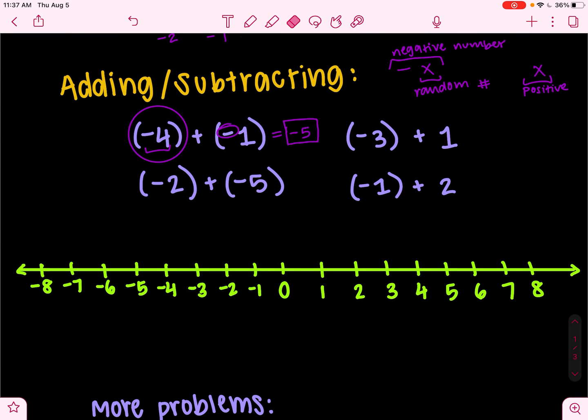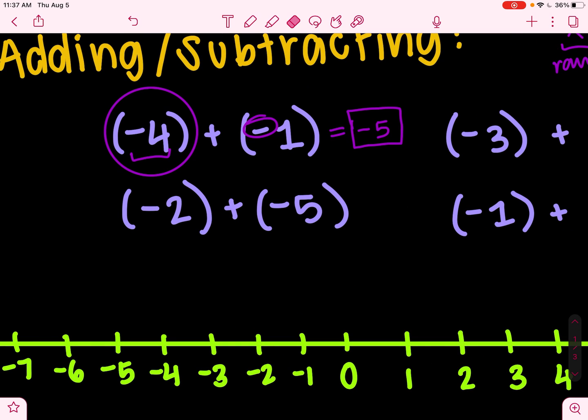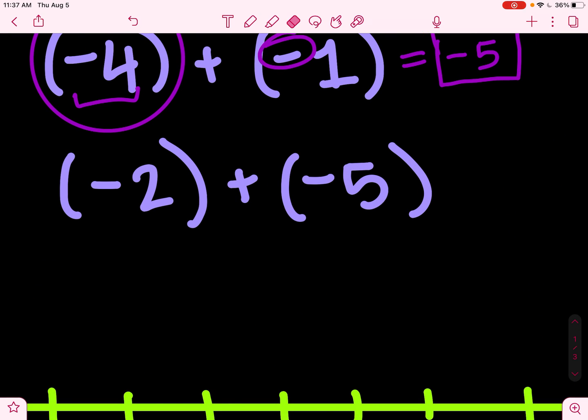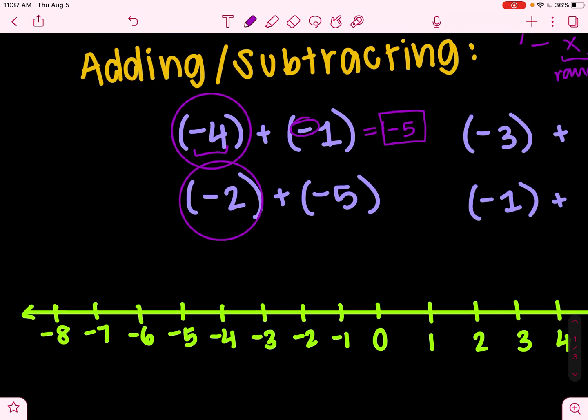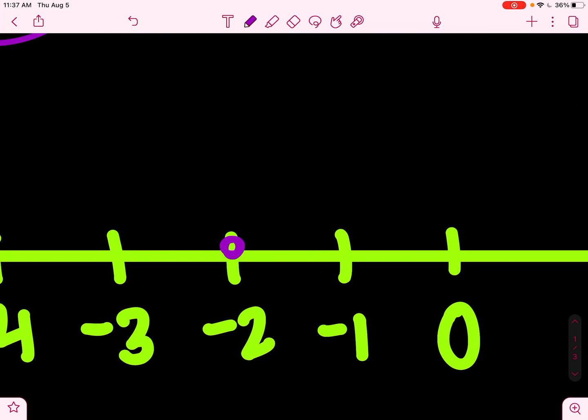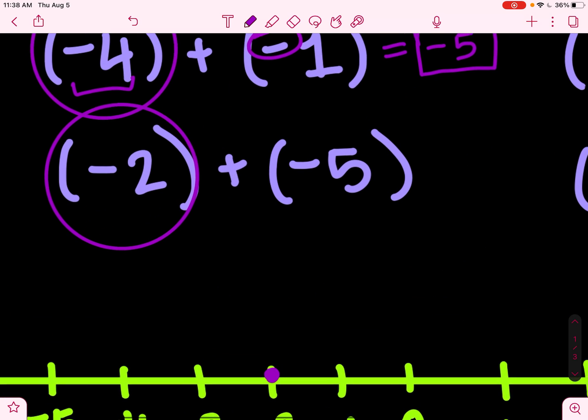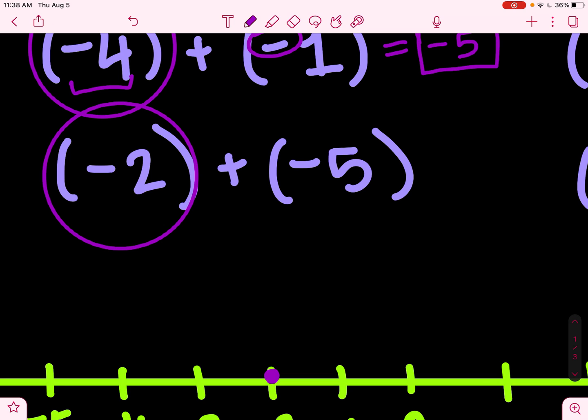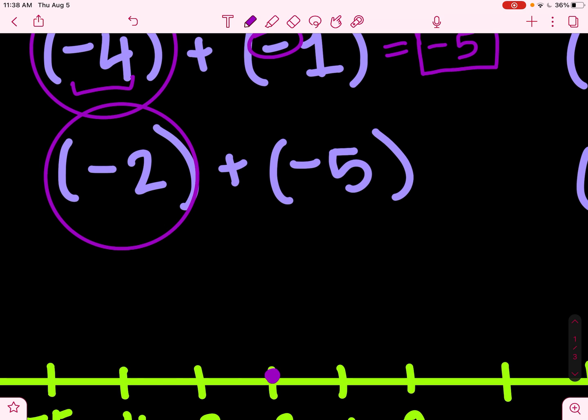Let's look at our next problem. We have -2 plus -5. So first thing we're going to do is locate -2 on our number line. Negative 2, we found it right here on our number line. And now what we're going to do is we're going to move 5 spaces to the left. So remember, this is a normal 5 spaces. So 5 just means 5 spaces.